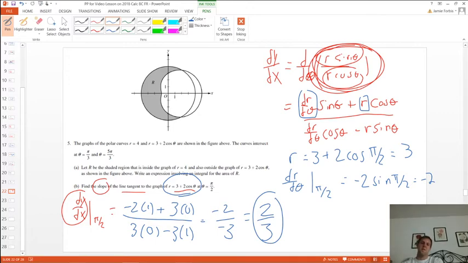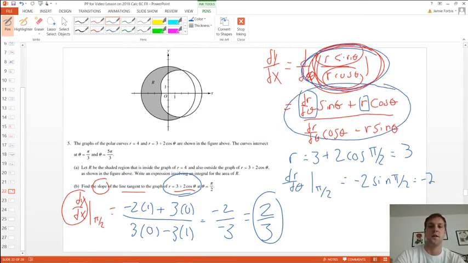So there you go. I mean, that wasn't too bad, right? It was just kind of memorizing some formulas. It was pretty much memorizing this formula, getting to here, knowing to find r and dr over d theta, and then just plugging in pi over 2. Okay, not the most terrible thing.